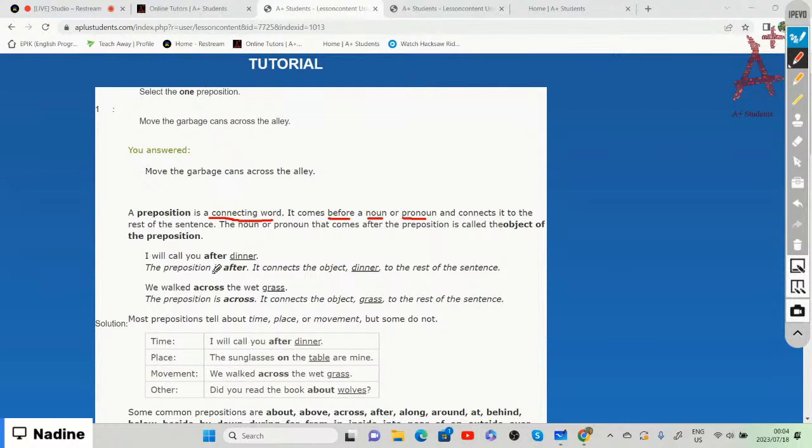The noun or pronoun that comes after the preposition, we call that the object of the preposition. So remember that a preposition comes before a noun or pronoun, and it connects it to the rest of the sentence. And then the noun or pronoun that comes after the preposition, we call that the object of the preposition.